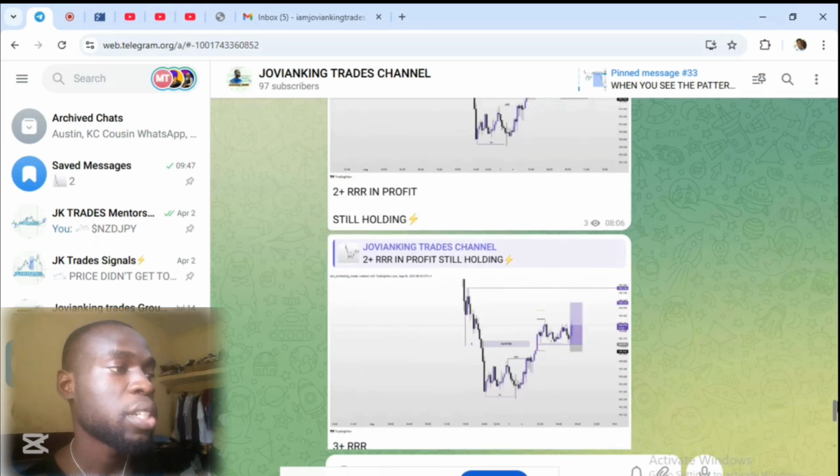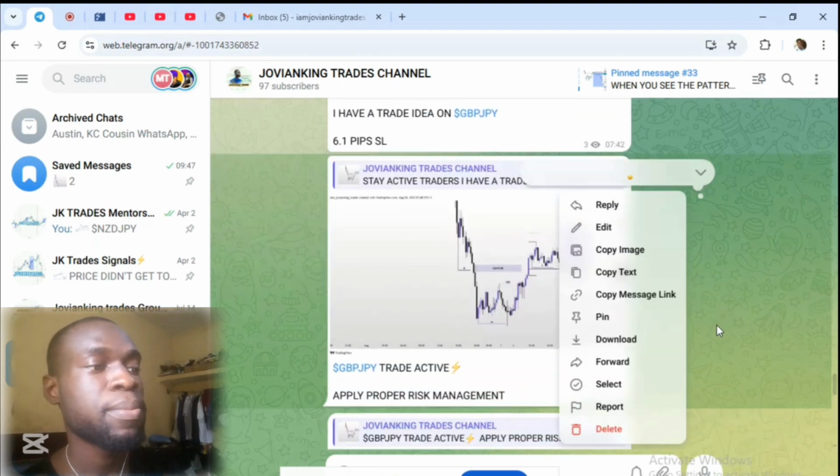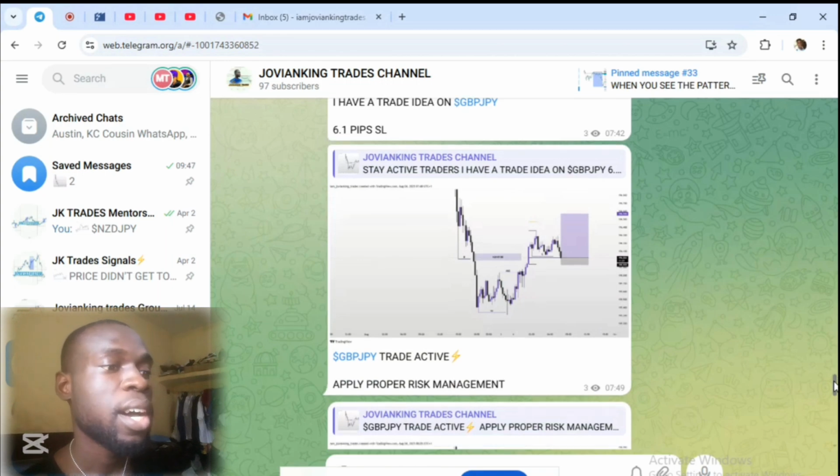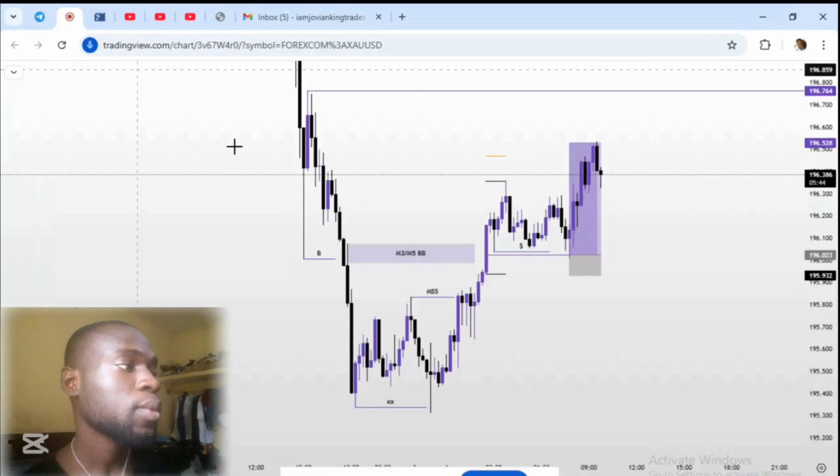Market came into our entry. I also informed them, just in case. You can see that here. I also informed them that price is already in our area, and that was it. I kept updating them up until when full TP was hit around 9:33. This is 9:54. So that was it.